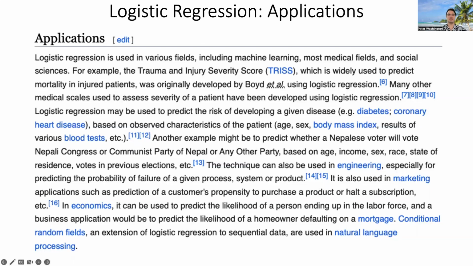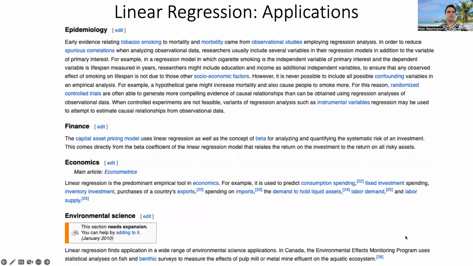So inputs, the X variables. But outside of health, it's also used for predicting how people will vote. In economics, it's used to predict the likelihood of a person ending up in the labor force. A whole bunch of other things. And these are real world applications of logistic regression, just a tiny subset of those real world applications. So you can do all these things knowing what you know now.